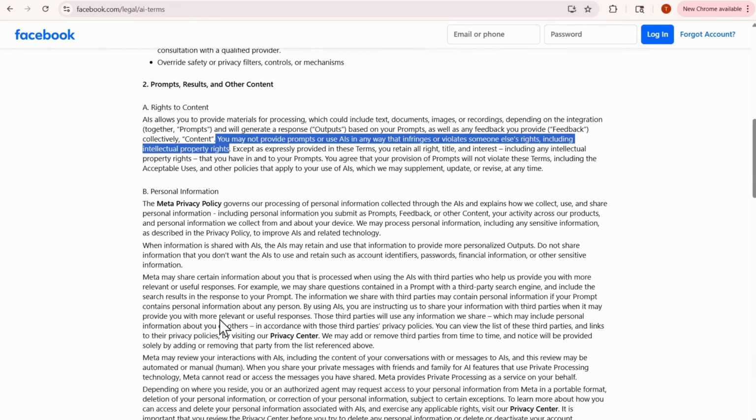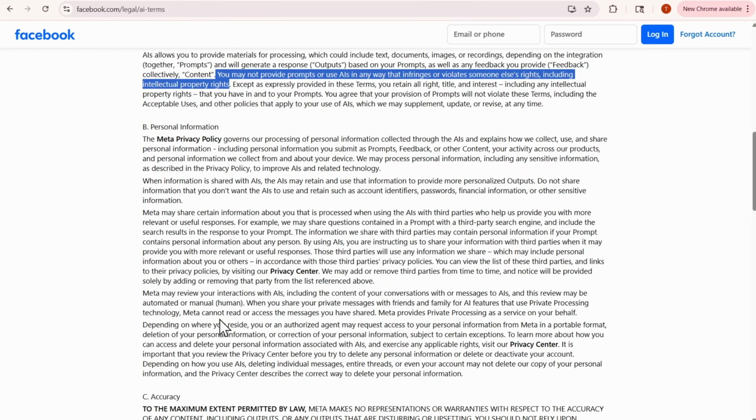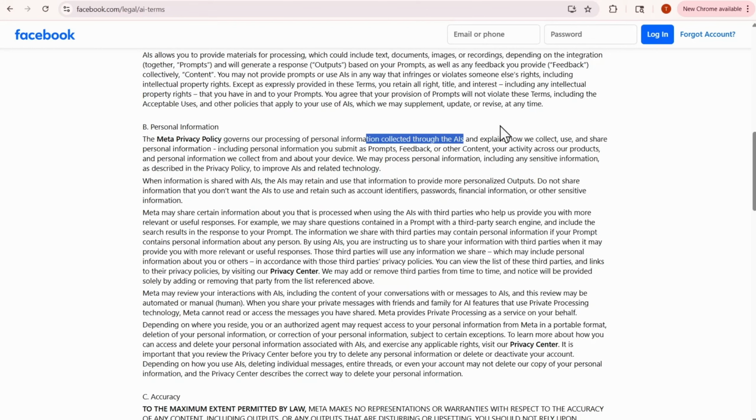Now let's look at the personal information component. The next time I do this AI review, I'm going to focus exclusively on the personal information, because that's what we do here at the Data Privacy Lawyer. The Meta privacy policy governs our processing of personal data collected through the AIs, and explains how we collect, use, and share personal information. When information is shared with AI, the AI may retain and use the information to provide more personalized outputs.